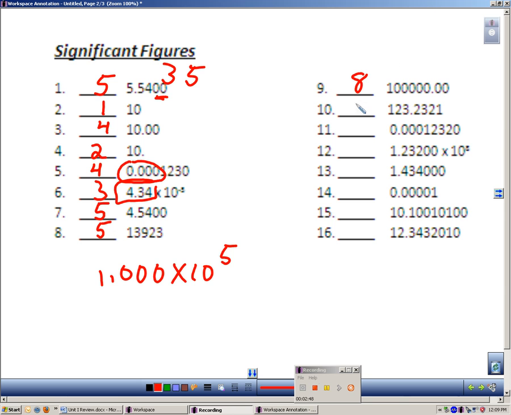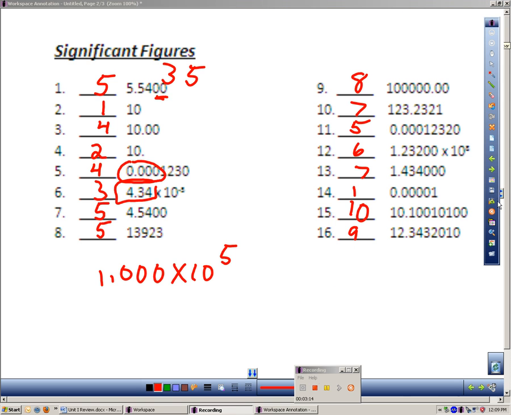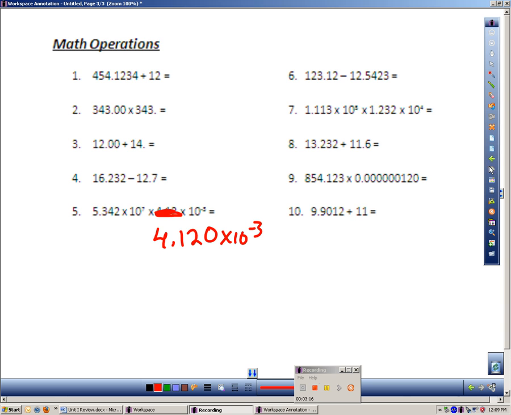8. Number 10? 7. 11? 5. 12? 6. All right, 13. 13 is 7, because all these guys are significant in there. 14 is what? 1. 15? And 16? 9. Very good, guys. Okay, so let's look at math with sig figs.